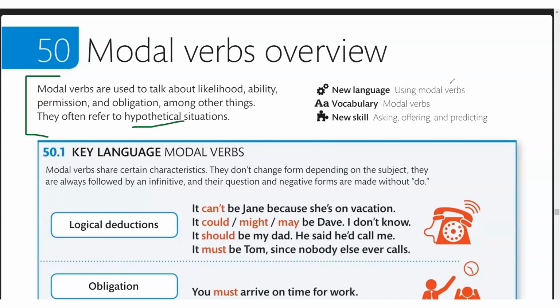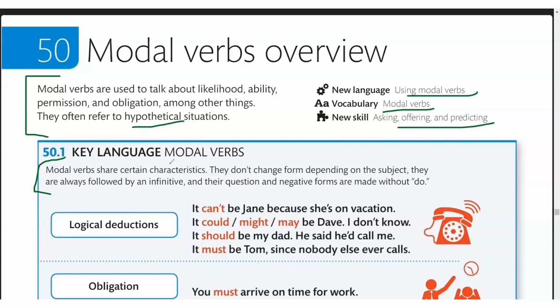So our new language, using modal verbs, our vocabulary is modal verbs, and our new skill, asking, offering, and predicting. So that's what they're used for. Modal verbs are used to ask, to offer, and predict. So let's look at our key language. Modal verbs share certain characteristics. They don't change form depending on the subject. They're always followed by an infinitive, and their question and negative forms are made without do.